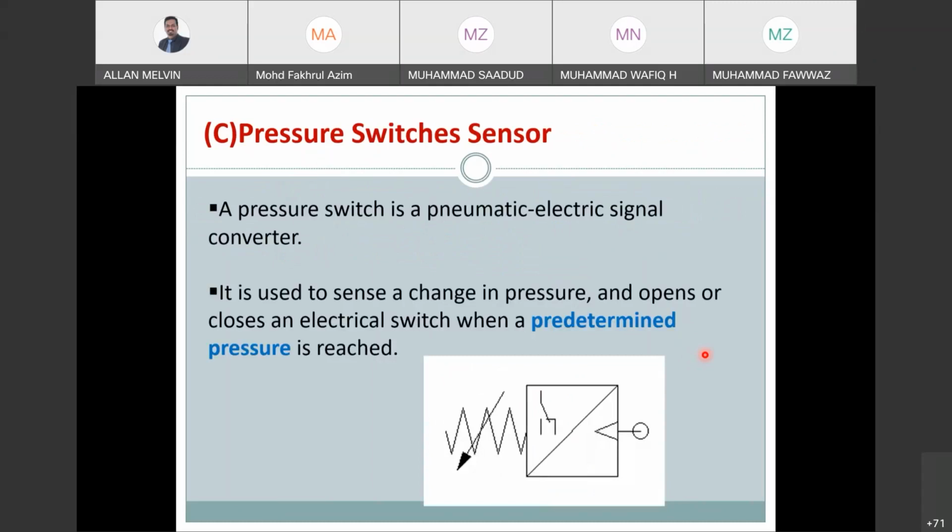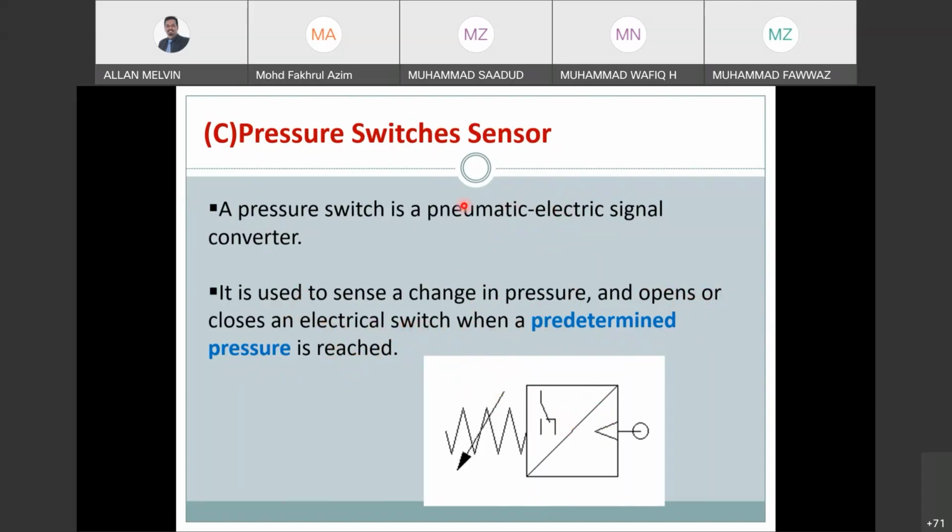Okay, so we are entering the pressure switch sensors. A pressure switch is a pneumatic-to-electrical signal converter. So it is actually a signal converter, meaning you receive a certain pressure and it will change to an electrical signal. That is what is called a converter. It is used to sense a change in pressure and opens or closes an electrical switch when a predetermined pressure is reached. Meaning you can already set a limit. So when you apply a particular pressure, it will open or close the electrical switch.